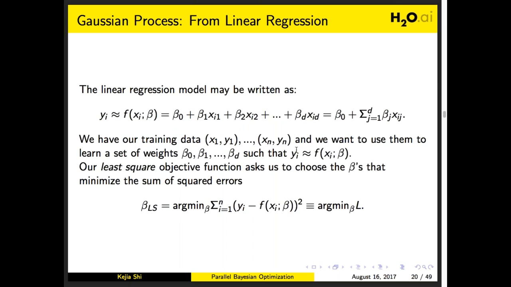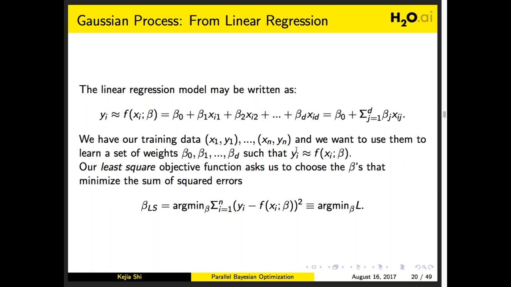We start from linear regression. The linear regression model can be written as a constant term plus all kinds of features times the coefficients. And we have our training data ready, x1, y1, to xn, yn, and this x1 is actually some kind of vector. It could be x11, x12, to x1d, and xn could be xn1, xn2, to xnd. Now we want to use them to learn a set of weights such that these weights make our estimation really close to our true observed values.